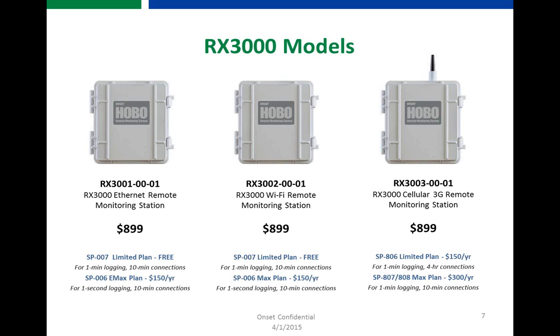For the cellular models, we have a couple of levels of plan. We have what we call the SP806 limited plan. This is for folks that don't need the data as often as every hour or faster, and can live with data coming in every 4 hours. That plan is $150 per year. And then if you need your data a little bit faster, you can opt up to the $300 per year plan, which is the SP807 or 808, depending on where you're geographically deploying your station. Hopefully a nice simple choice of options for you in that portfolio.